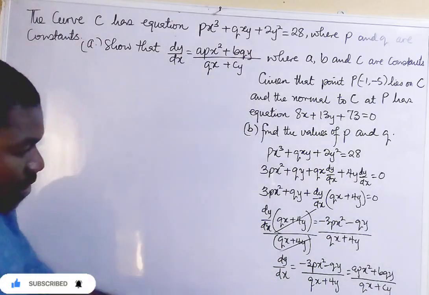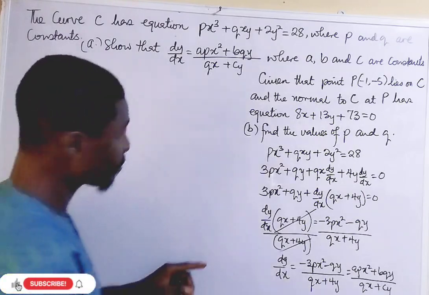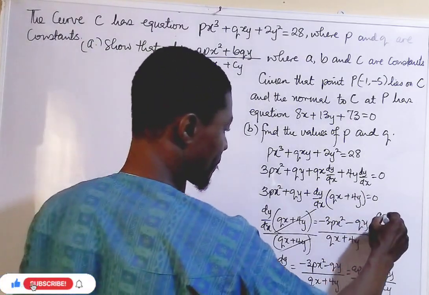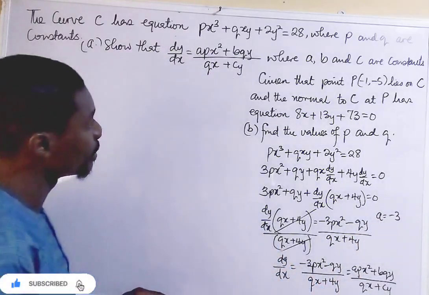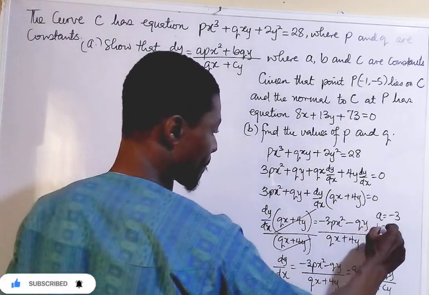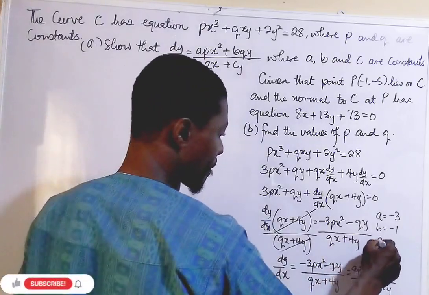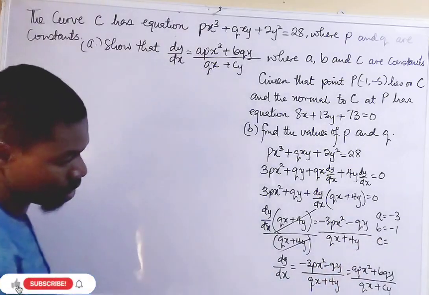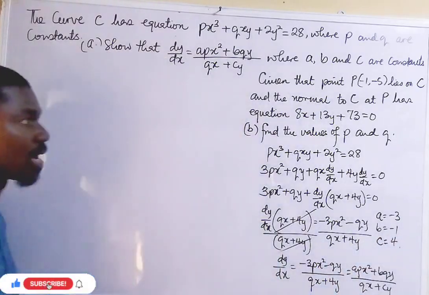In this case, we can now conclude that our a equals negative 3, then our b equals negative 1, then our c equals 4. Okay, so we are done with that.